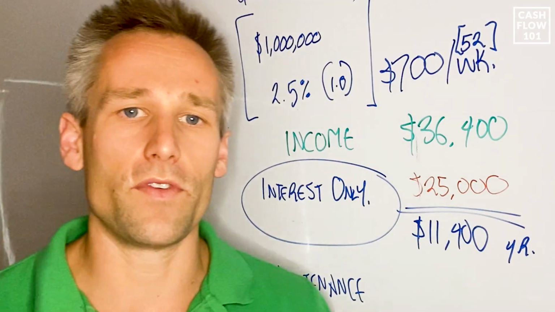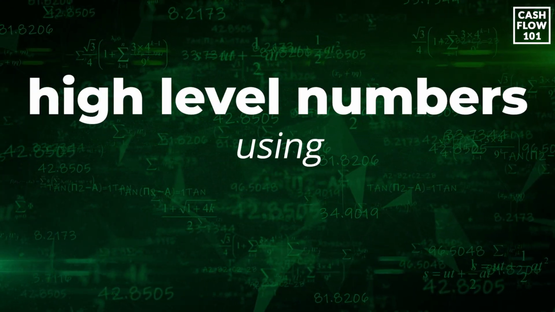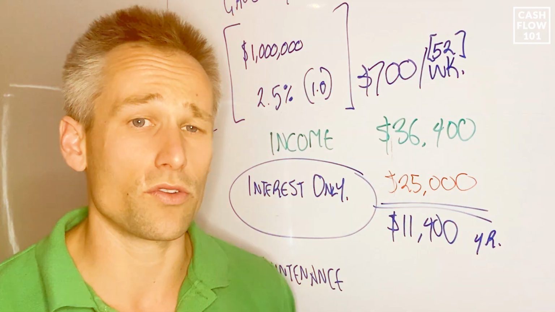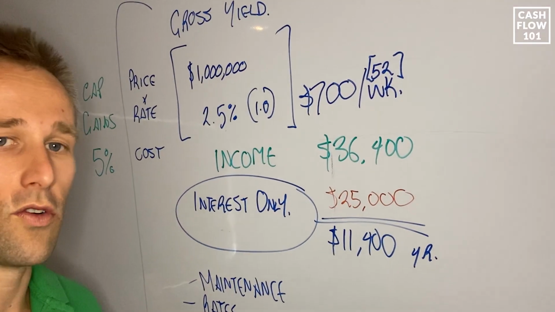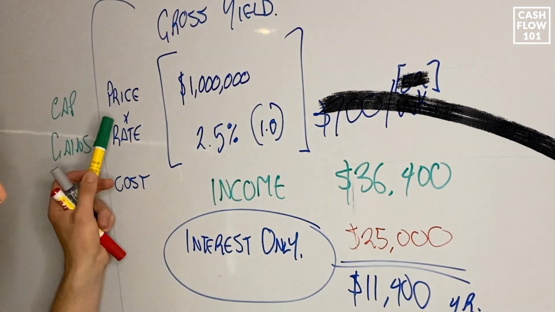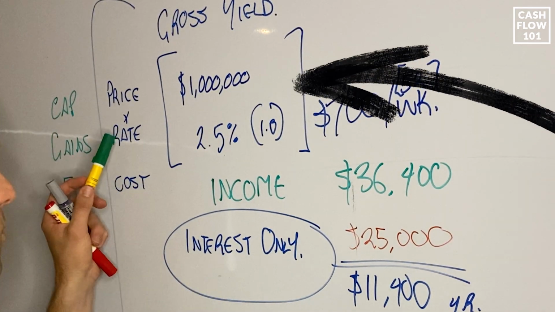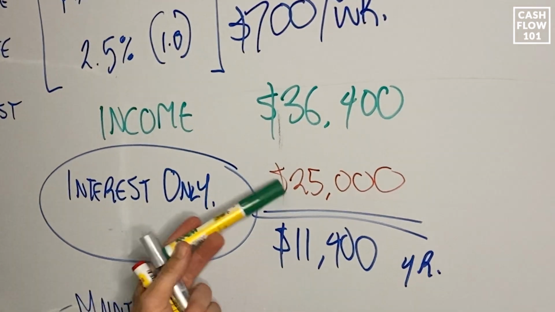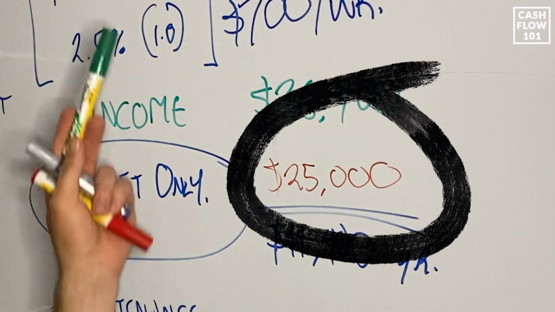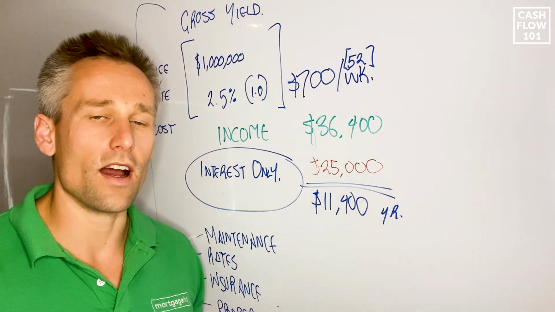And the key thing with investment properties is most of the time we're looking at the high level numbers using interest only repayments. We're not doing principal and interest, it's interest only. So in this instance, we're going to use 2.5% as the interest rate. We're going to do the purchase price at 100% finance. We're going to times that by the rate, and we're going to get a $25,000 a year cost to borrow that $1 million.